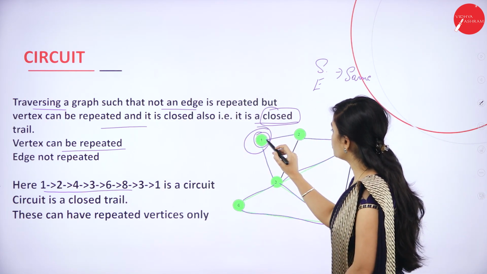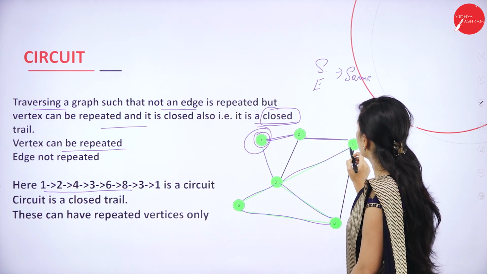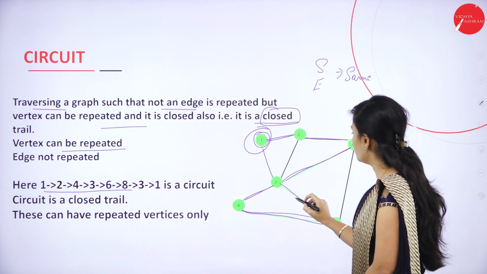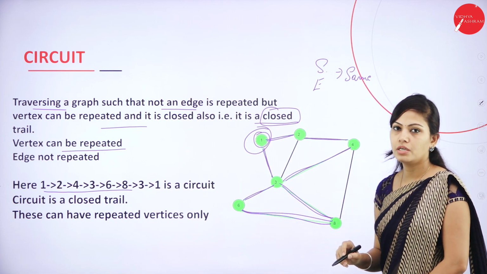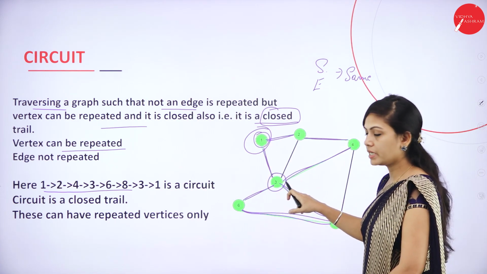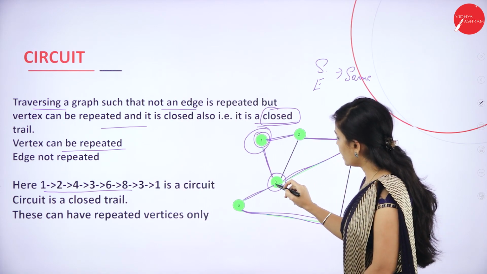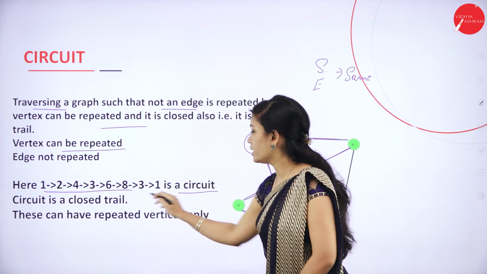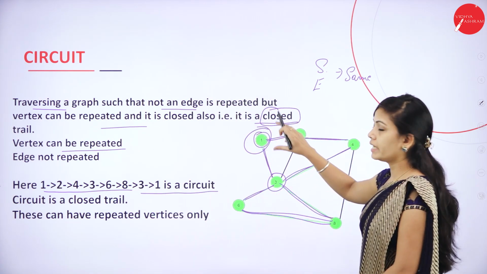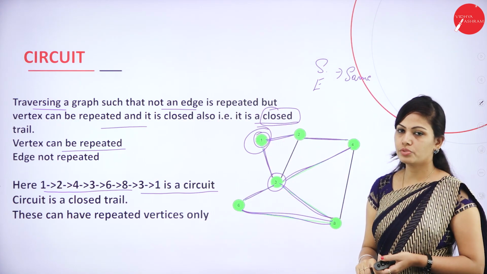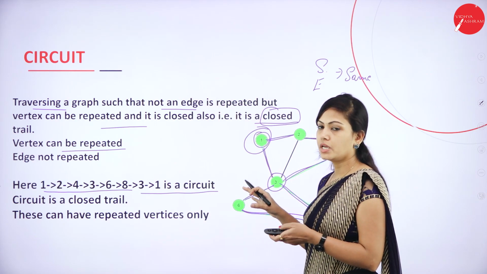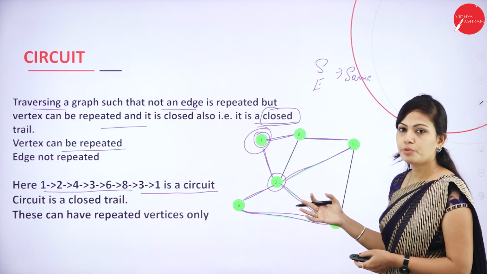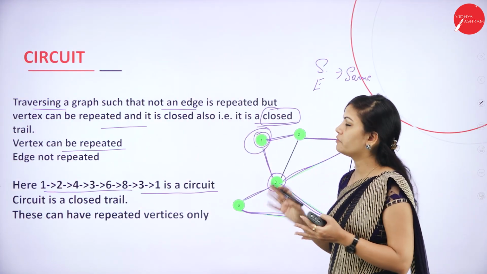I'll repeat: 1 to 2, 2 to 4, 4 to 3, 3 to 6, 6 to 8, 8 to 3, 3 to 1. We have used vertex 3 twice, right? Because 4 to 3, again 3 to 6, 6 to 8, 8 to 3, 3 to 1. So this is a circuit. Clear? Starting point and ending point should be the same in a circuit. So it should be a closed trail. If it is a trail it should be an open walk, and if it is a circuit it should be a closed walk. That is the difference between trail and circuit.